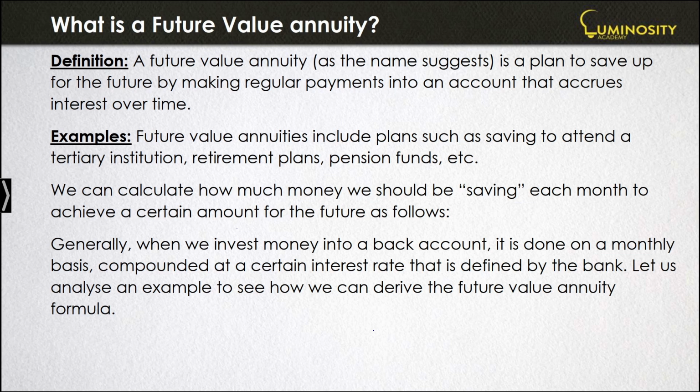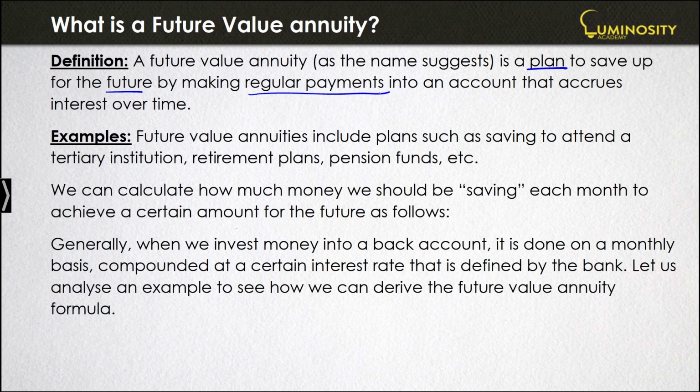So by definition, a future value annuity, as the name suggests, is a plan to save up for the future by making regular payments into an account that will accrue interest over time. Examples of future value annuities include saving up to attend a tertiary institution after high school, or, if you're working, saving up for a retirement plan or pension fund, and so on.